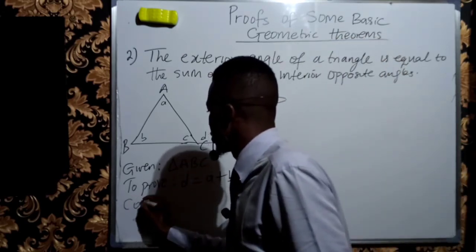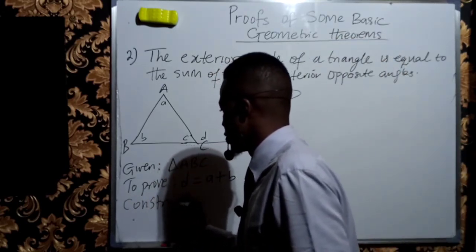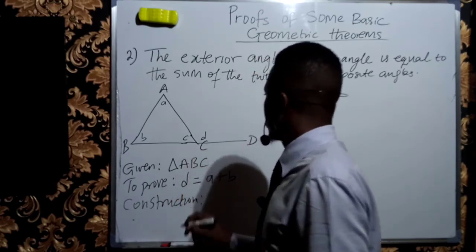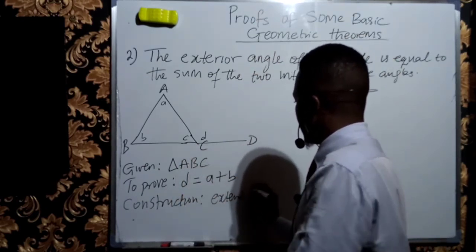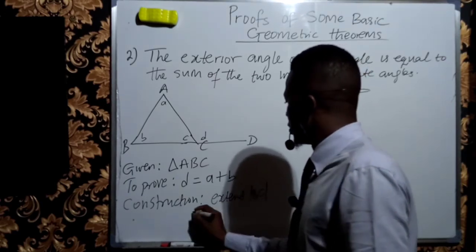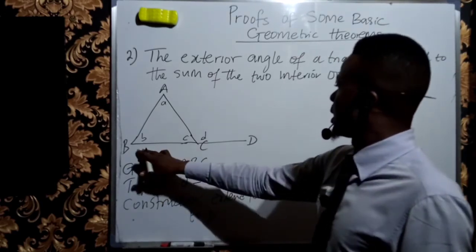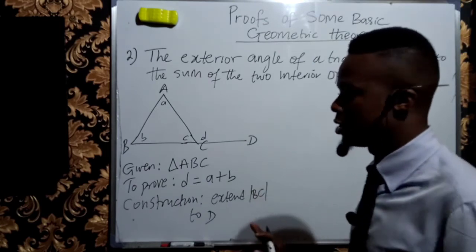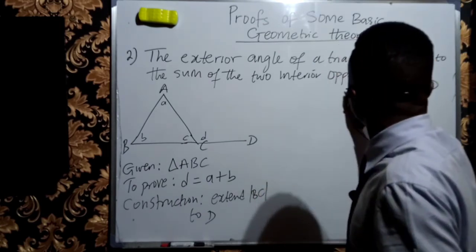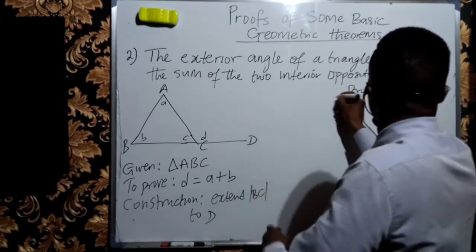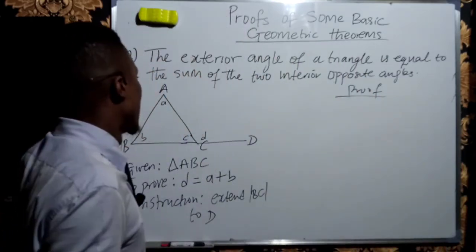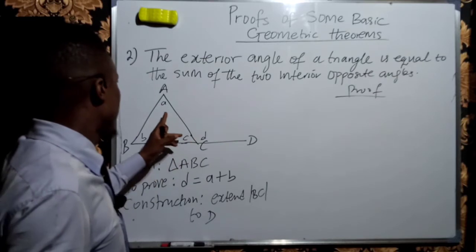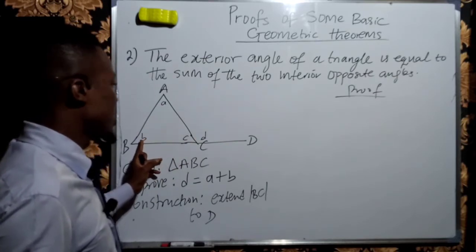Construction, we made a construction because it's just one. Construction: extend line BC to D. You can see we extended BC to D from the triangle. That is just the construction we've made. Then the proof. Let's now see the proof. The proof is that we want to see that D is equivalent to A plus B.